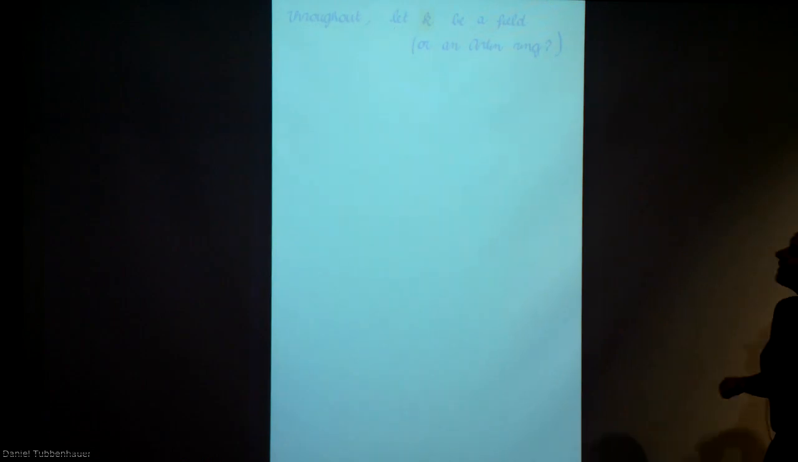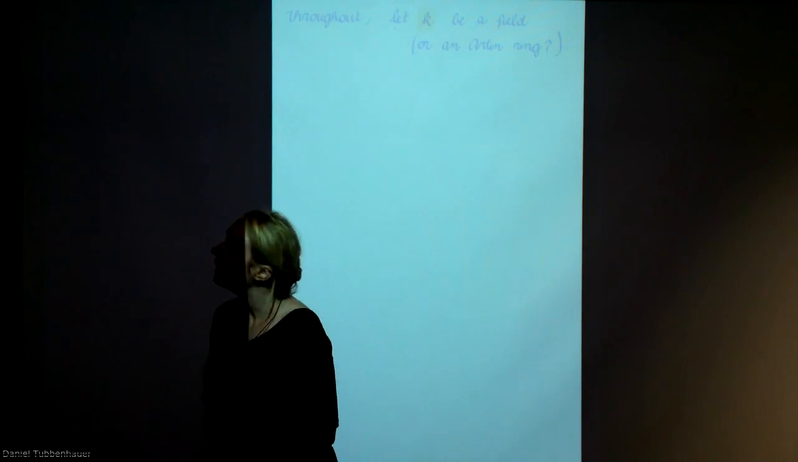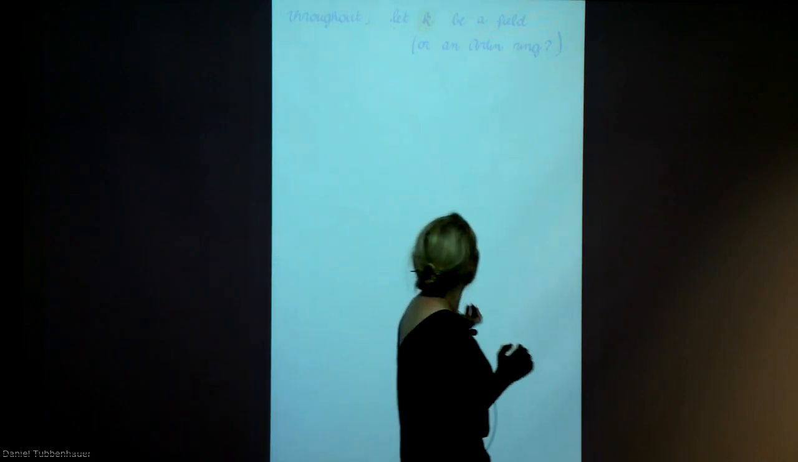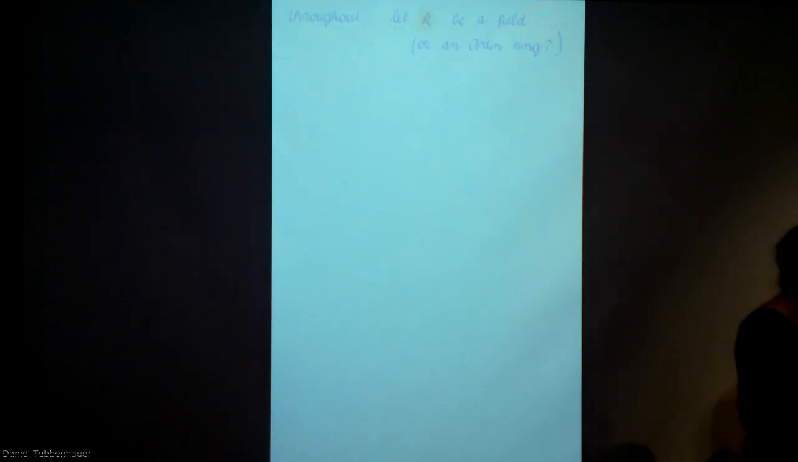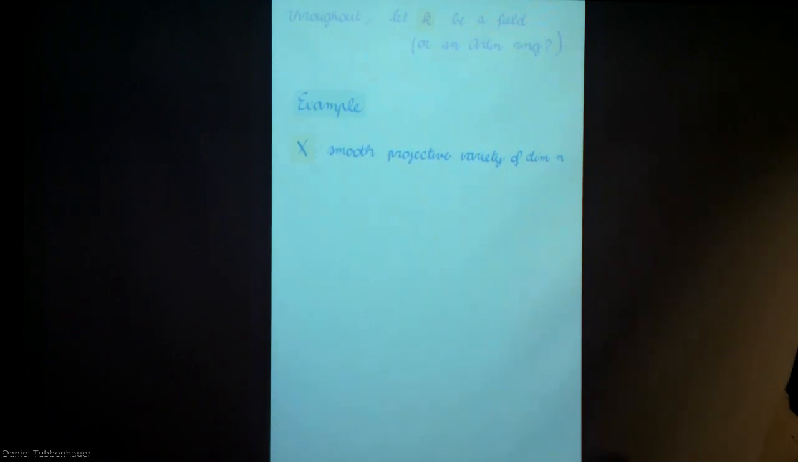I don't know if you can read this. It will mostly be darker than this. Let k be a field. I'm hoping, and I think actually, that all of this works for an Artin ring as well, but I'm sure that this type of audience doesn't mind letting k be a field. So let's do that. All right, so we're going to start with an example.